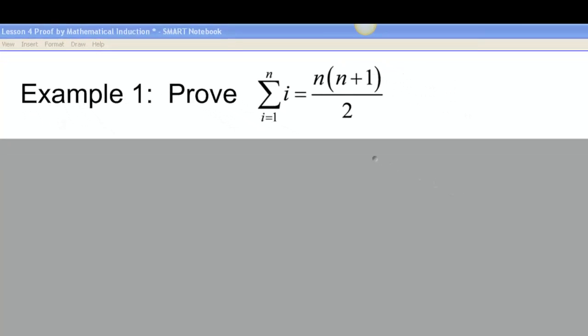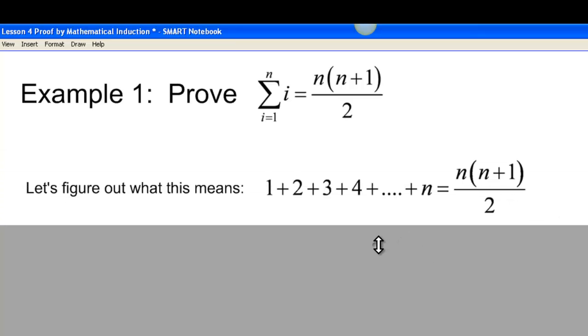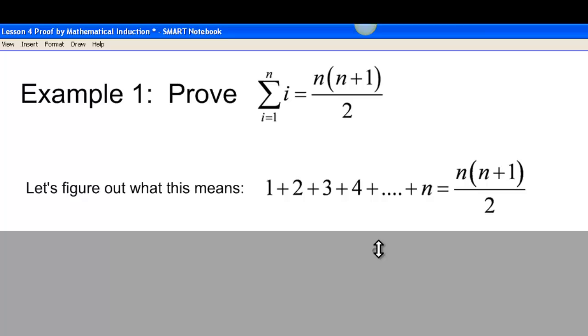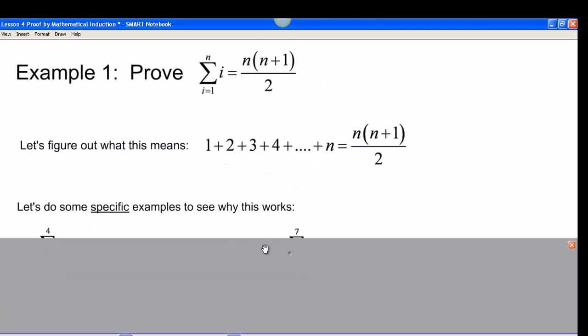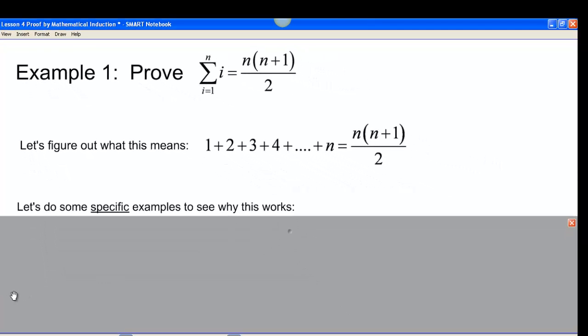Before I show you how to prove that the sum is equal to that formula, let's just remind ourselves what that sigma notation means. The first term, when i is 1, is 1. The second term, when I input 2, is 2. The third term is 3. The fourth term is 4. And we're going to keep adding those terms all the way until I get to the upper bound of n. And what we're saying is we want to prove that that is equal to n times n plus 1 over 2. Just some specific examples to show you that this works.